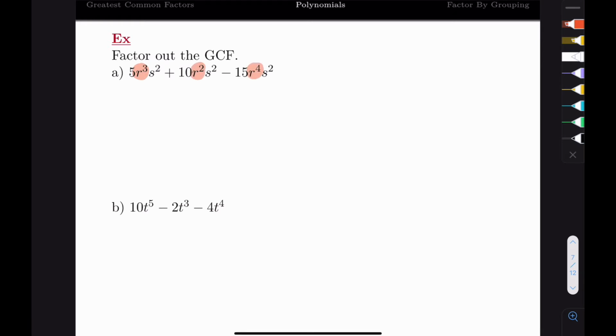So what you want to do is you want to actually look at what is the smallest value of r you have. So if I look at this middle term, I have r squared. This means I have 3 r's, and this means I have 4 r's. So the most I can take out is 2. So the smallest power of r is r squared. So our greatest common factor is going to have r squared in it. And then also it's going to have s squared, and the numbers in front are divisible by 5.